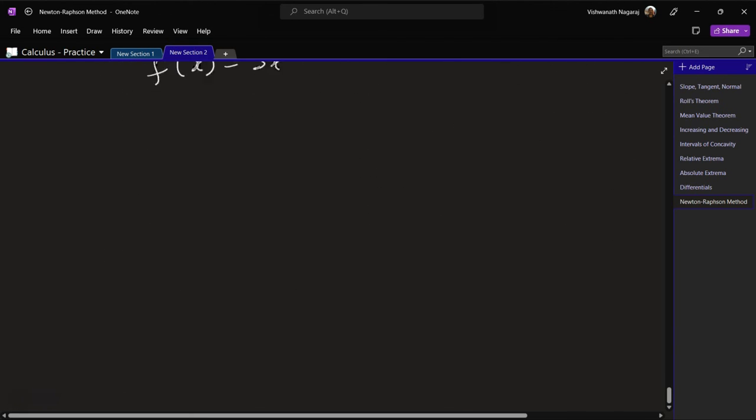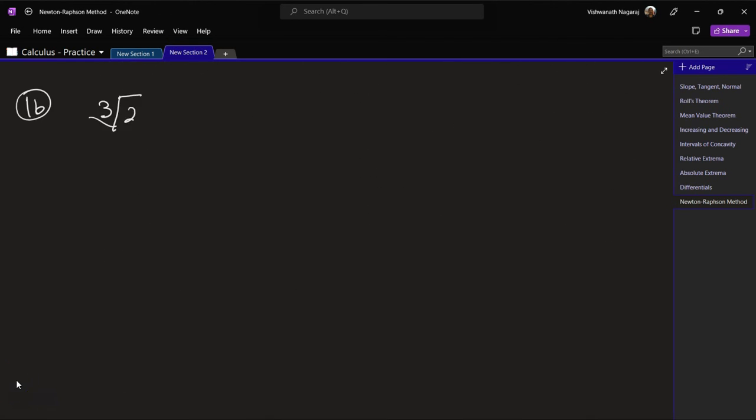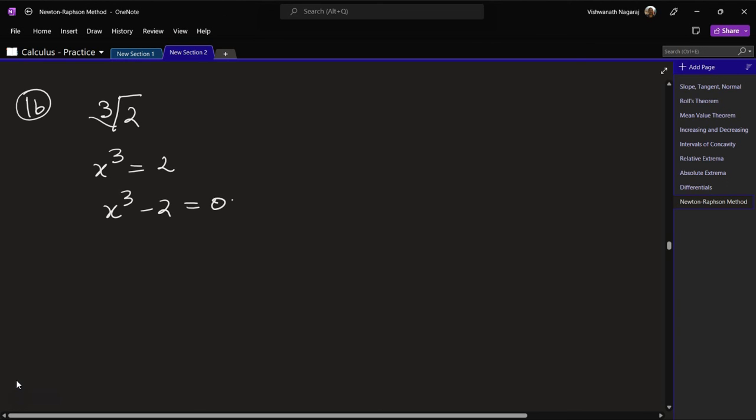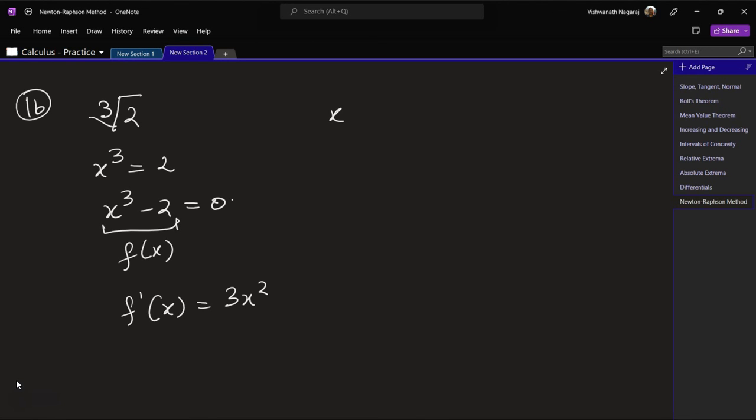Okay, 16th one, cube root of 2. So again, x cube equals 2. That means x cube minus 2 equal to 0. So this becomes our function, and f prime of x will be 3x square. Okay, x naught will be what?